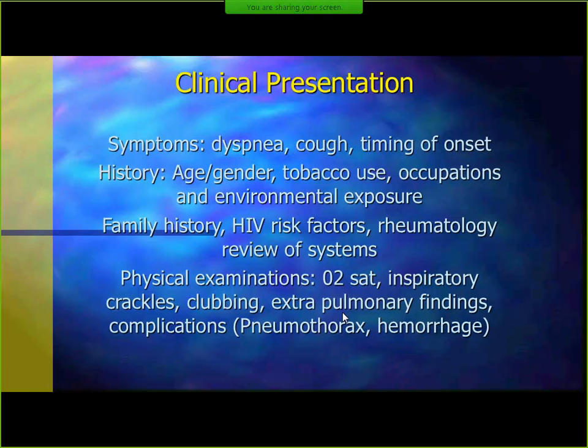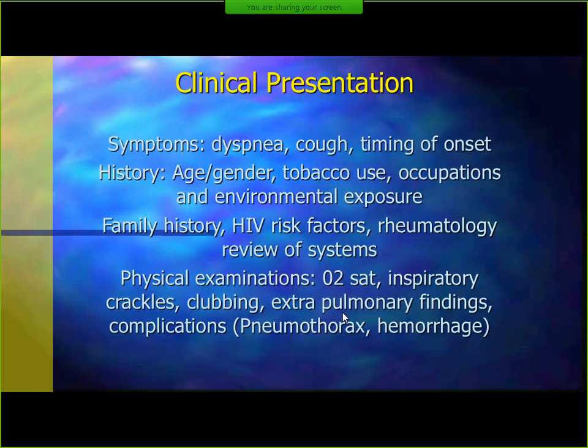So it's important to determine if the dyspnea is chronic, acute, the nature of the cough, the timing of the onset. It could be related to something. Age, gender, tobacco use, occupation, environmental exposures, family history, maybe it runs in the family, HIV risk factors, review of systems, rheumatologic review of systems is very important.